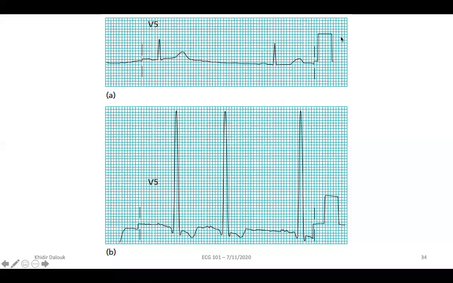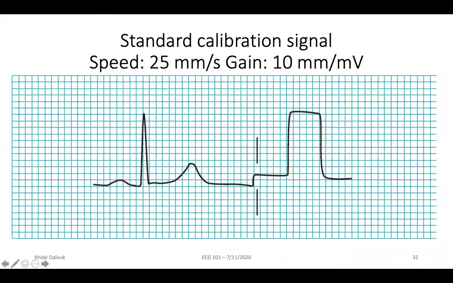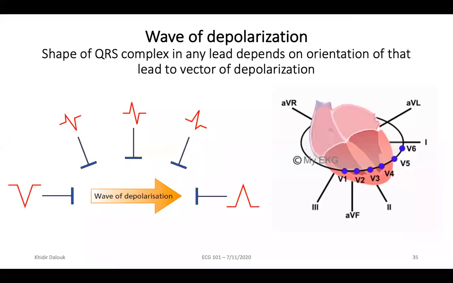An important thing to notice is that this is the standard way of ECG recording, 10 millimeters per millivolt, as we show it here. So always make sure that your ECG is standardized, because if the gain is different, then you're going to be falsely reading things in the ECG that are not there. Any questions so far?